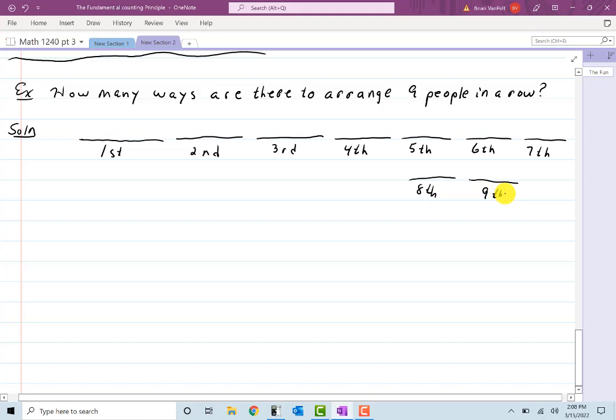So for the first person, we can pick any of the 9 people to occupy that spot. Now one person is put in the spot. There's only 8 left for the second spot. Now that 2 people have been chosen, that leaves 7 for the third spot, and then 6 for the fourth spot. 5, 4, 3, 2, and then by the time you get to the 9th spot, there's only 1 person left over. So this is 9 times 8 times 7 times 6 times 5 times 4 times 3 times 2 times 1.